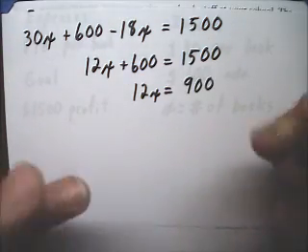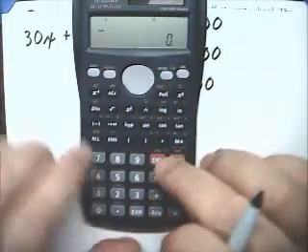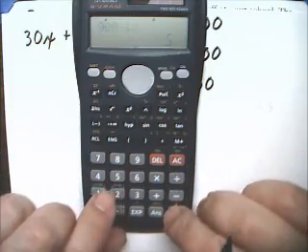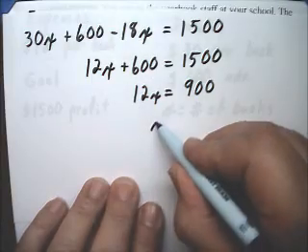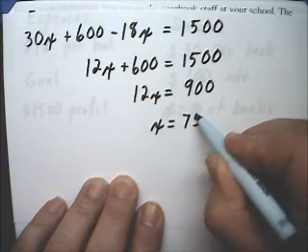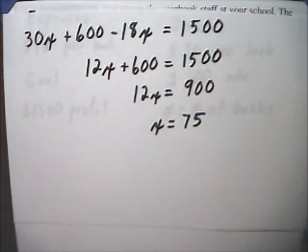Now I have to do 900 divided by 12 in order to get x. And that's 75. So when you sell 75 books, you will have a profit of $1,500.